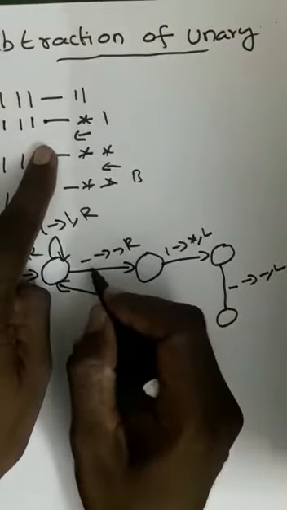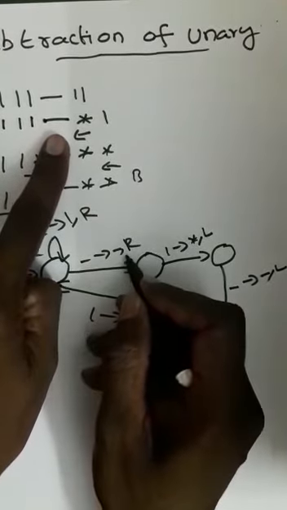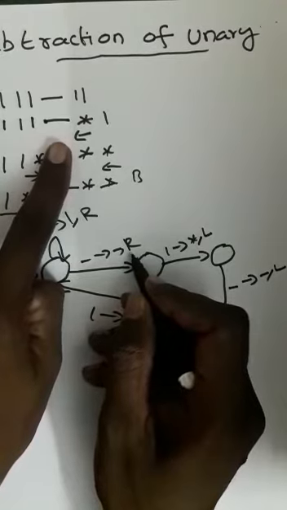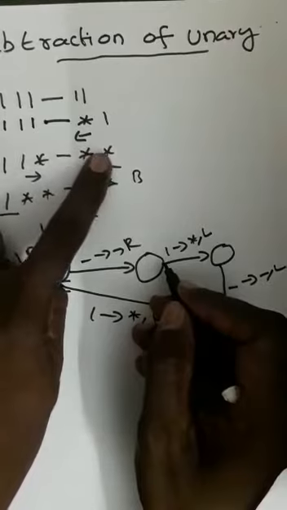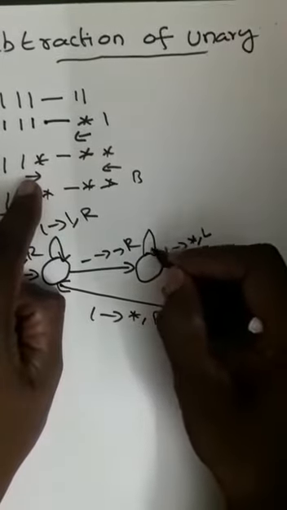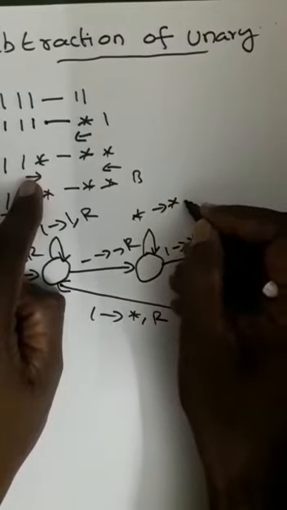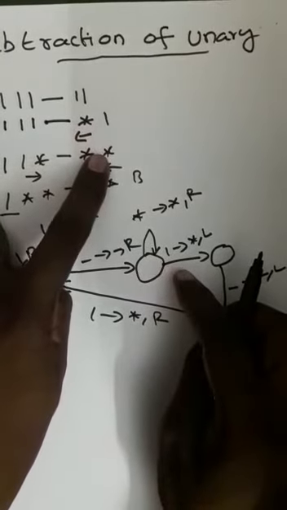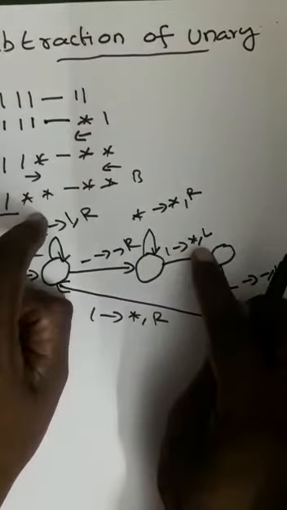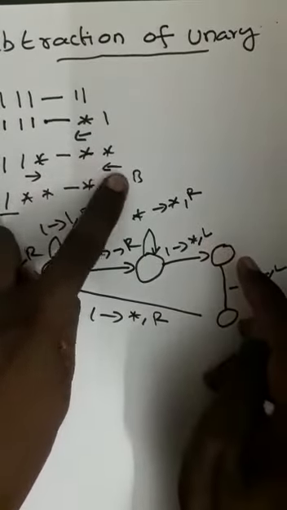Now minus is there, keep the minus as it is, move towards right. Now the star is there, keep the star as it is, move towards right. Once 1 is identified, this 1 is converted into a star, change the direction to left.